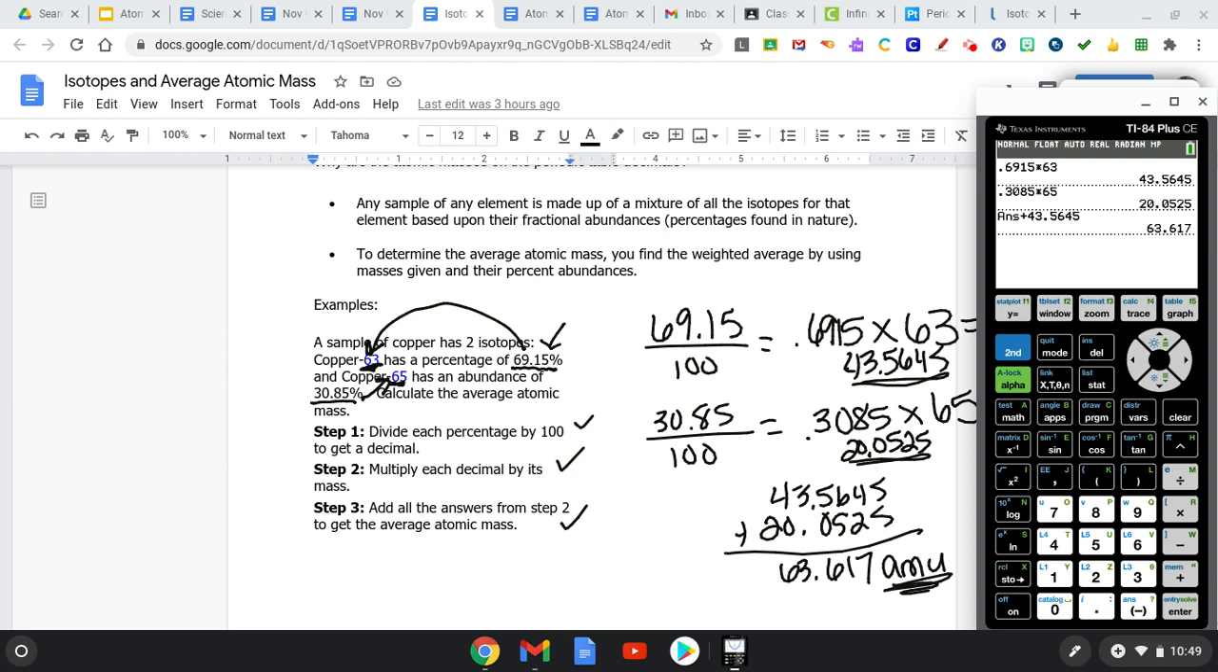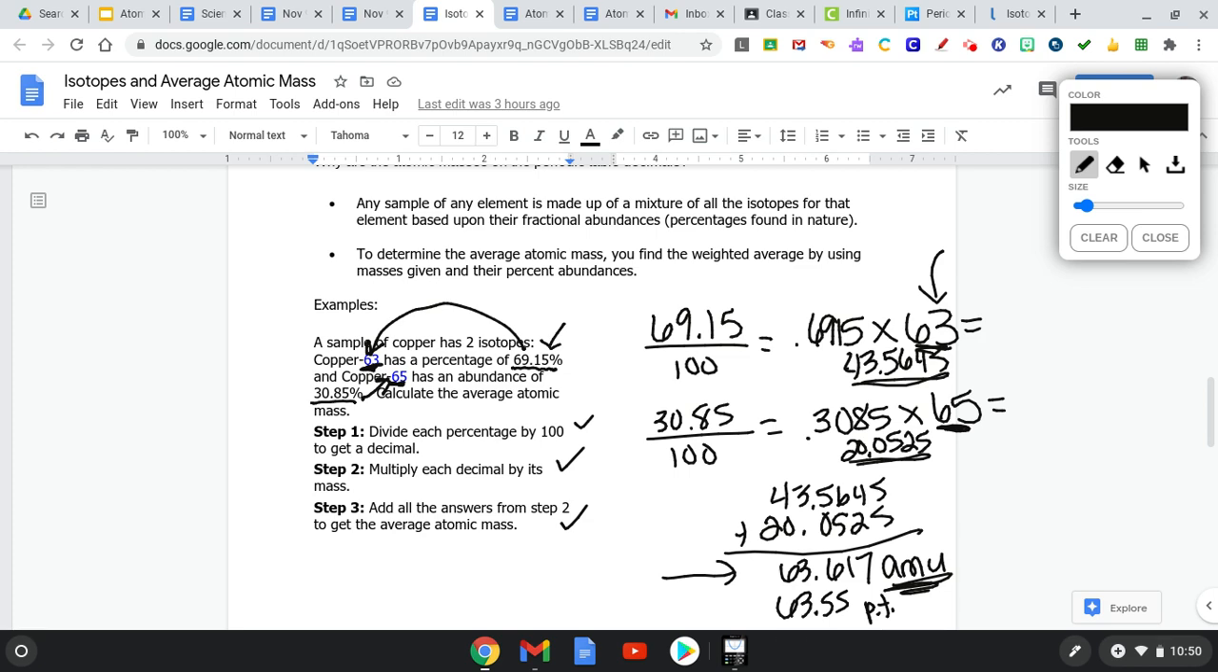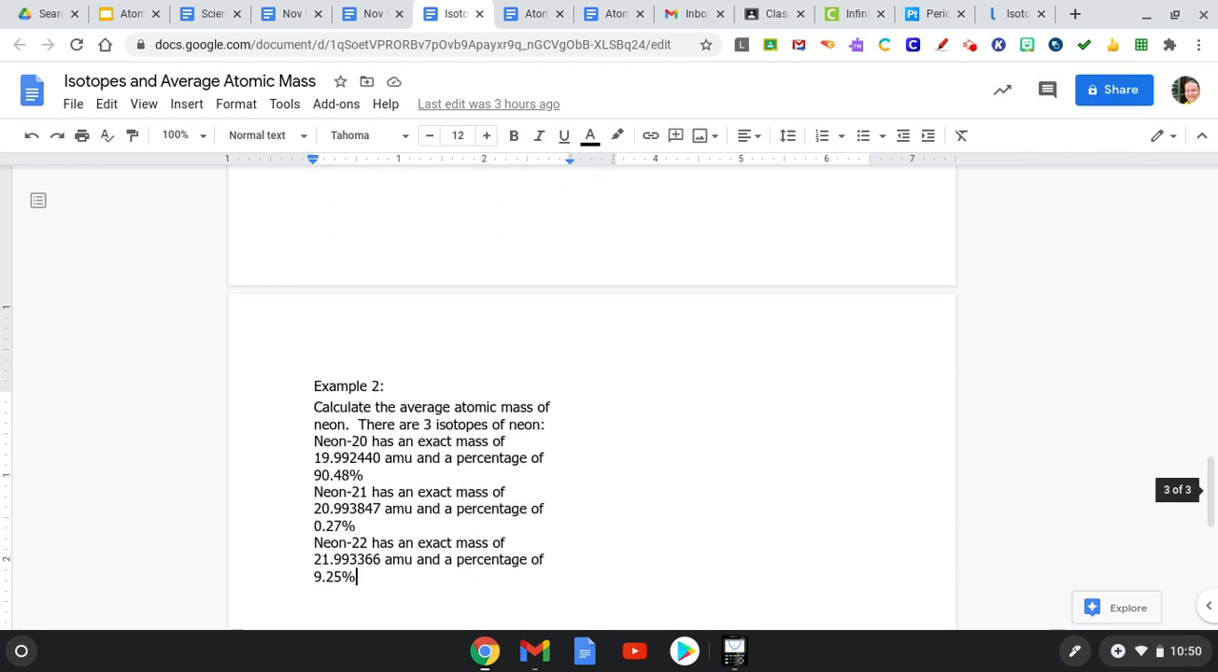Now, if I compare this to the number on the periodic table for copper, copper's number on the periodic table is 63.55. That's from the periodic table. So this one is pretty close. Now, there is a little bit of difference, and some of that has to do with rounding. We used very, very general masses here, when in actuality, you can use a very, very specific mass. So we're going to do that in our next problem. All right, so let's go to the next problem on the next page.